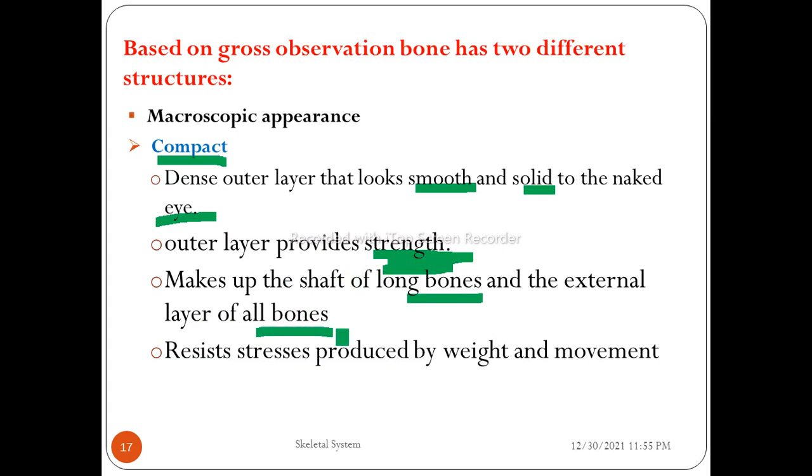Compact bone, wherever sponge bone, flat bone, or irregular bone is, forms the external layers of bones, and makes up the shaft of long bones. In long bones, the diaphysis, or shaft, is compact bone, and compact bone also serves as the external layer for all bones, and resists stress produced by weight and movement. So compact bone is very important to give resistance and strength.